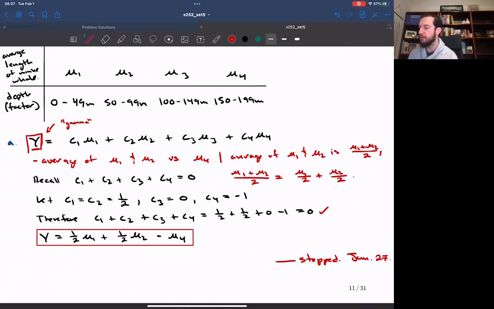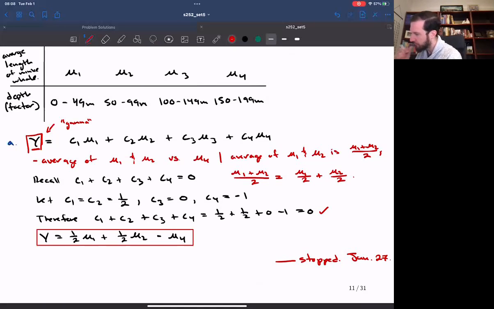We wanted to compare mu1 and mu2's average to mu4 in this particular situation. So essentially what we need to do is find coefficients for mu1, mu2, and mu4 that create the average of the first 2 means, and then incorporate the last mean such that the sum of those coefficients is 0. So again, a contrast is a linear combination of the means where the coefficients add to 0. So the C values have to add to 0, and we can't transform the means in any way.